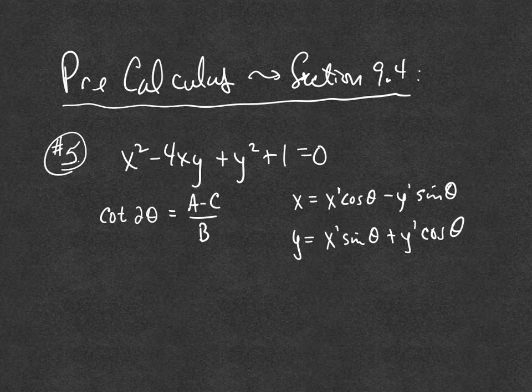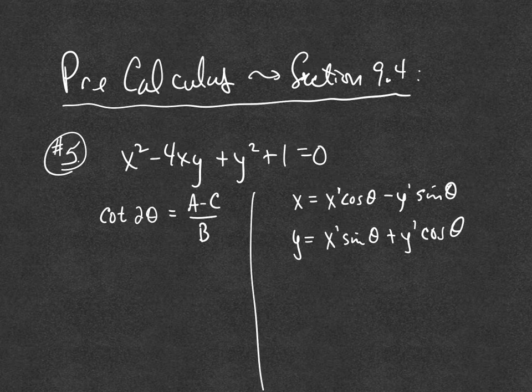All right, continuing our discussion of conic sections that are going to be rotated. Here's a problem off of your assignment. Number 5, the equation is x squared minus 4xy plus y squared plus 1 is equal to 0. What I'm going to ask you to do is graph this by doing a change of variable. So again, the first thing you need to do is figure out the angle of rotation using the equation cotangent of 2 theta is equal to (a minus c) divided by b.